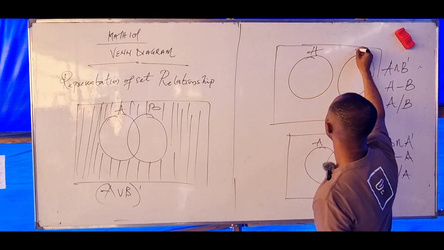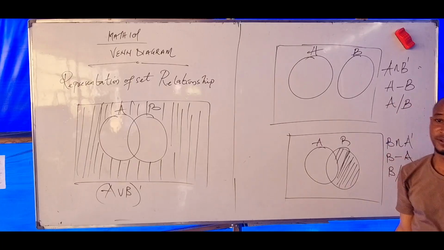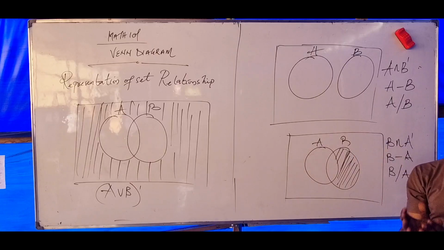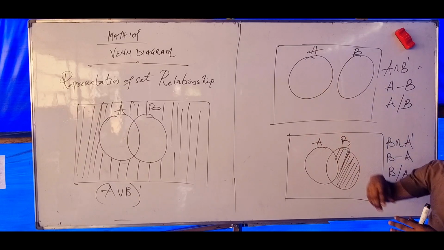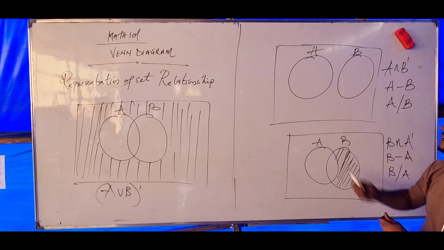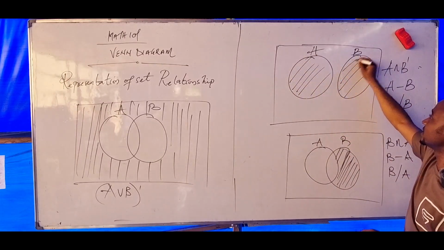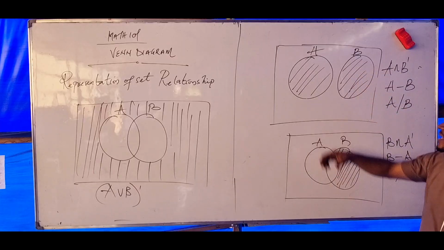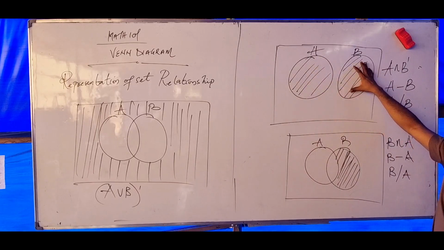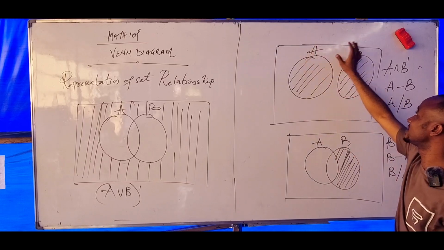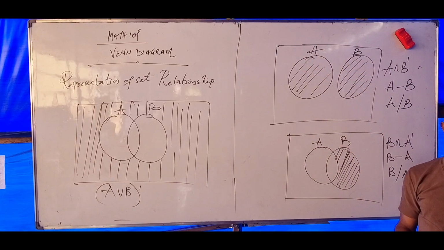A and B. What do you call this? Disjoint. Why? Because they are not connected. Two sets are disjoint if their intersection gives what? An empty set. It means I have this part shaded, and I also have this part shaded. A has its own elements, B also has its own elements, but there's no intersection. That means set A and set B are disjoint.